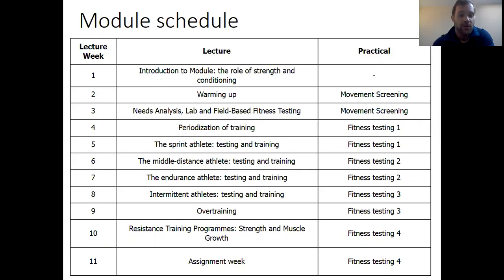We also think about things like how we periodize training, so how we plan an athlete's annual training program. Then from week 5 to week 8, we talk about individual athletes and how we test and train them. This is really where the meat of the module is. After that, from week 9 to week 10, we talk about some principles such as overtraining, so how we might even harm an athlete by training them incorrectly, and then how to optimize certain specialized resistance training programs to optimize strength and muscle growth.